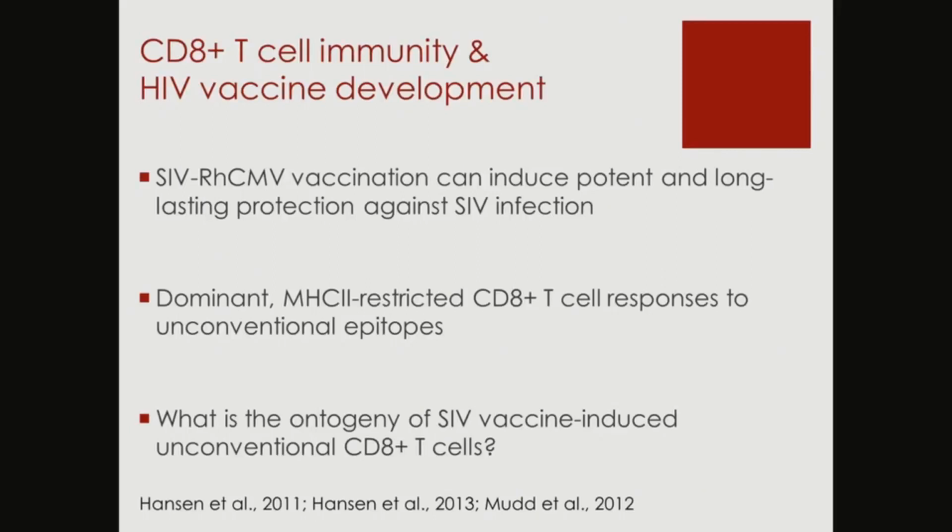Intriguingly, these protective responses were dominated by CD8 T cells that recognize diverse, unconventional SIV epitopes in an MHC class II restricted manner. The origin and ontogeny of this non-canonical population remain elusive and will be crucial insights for the development of new HIV vaccine strategies. Today, I will not be able to tell you the origin of MHC2-restricted CD8 T cells generated during SIV-CMV vaccination, but I would like to tell you a story from our mirroring studies that may provide important and exciting clues.